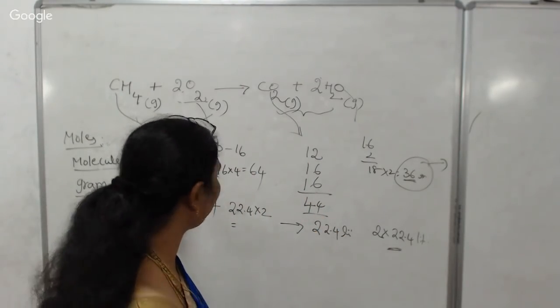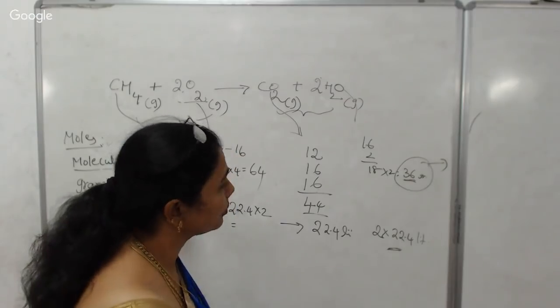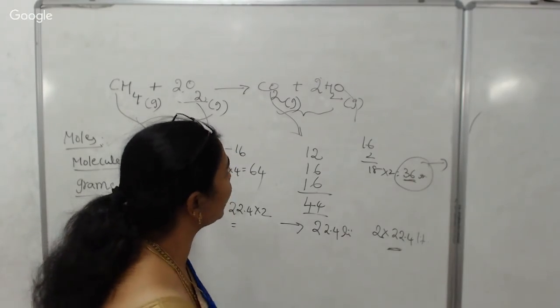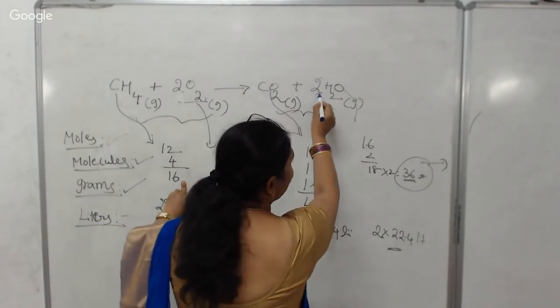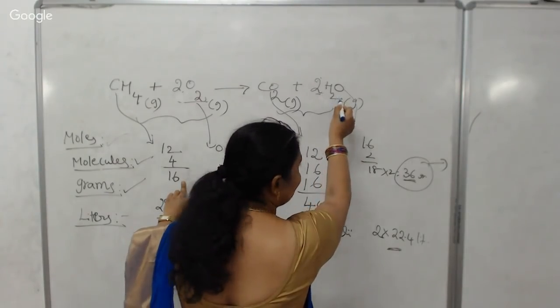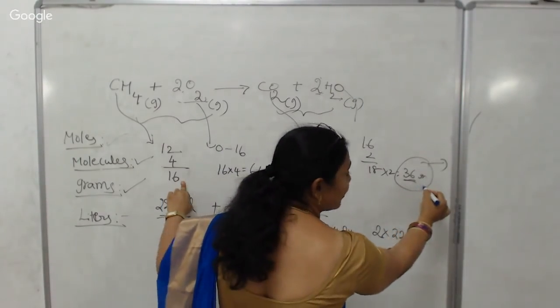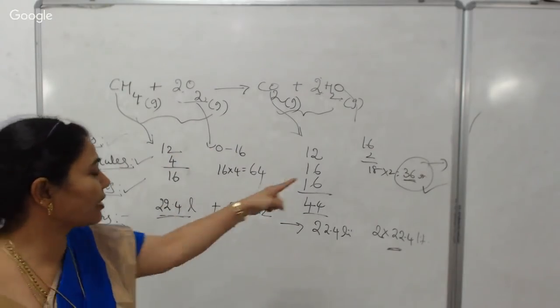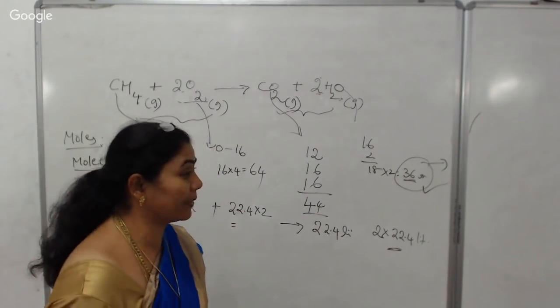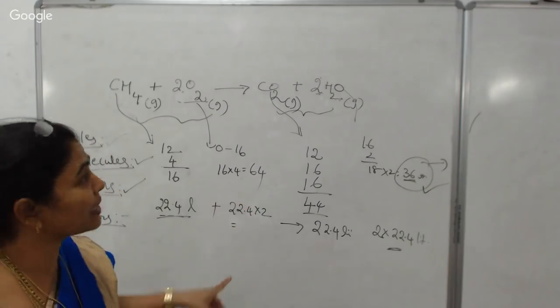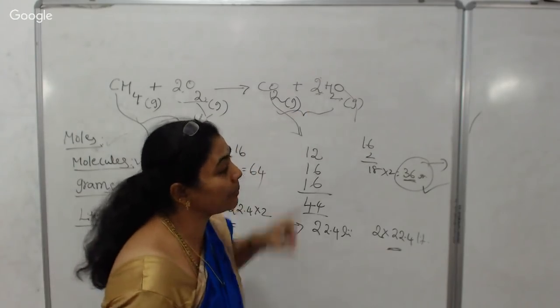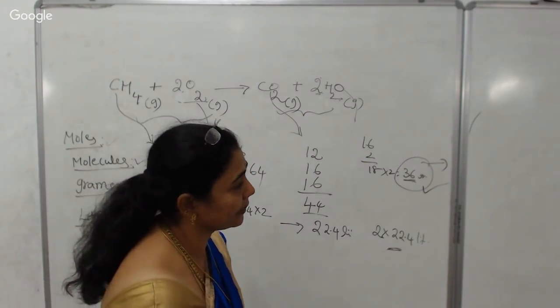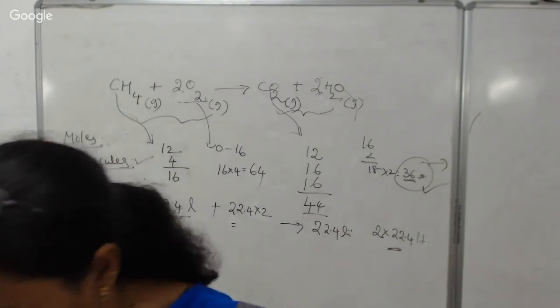16 grams of methane on combustion, you will get how many grams of water? Because you are getting 2 H2O. Each water molecule is 18. So 18 into 2 is 36. So easily you will write, it will give 36 grams of water. Not more, not less, because it is a complete balanced chemical equation. Is it clear? Right.